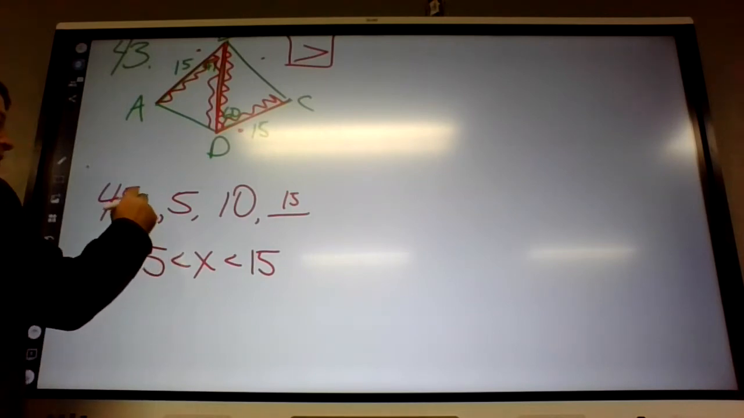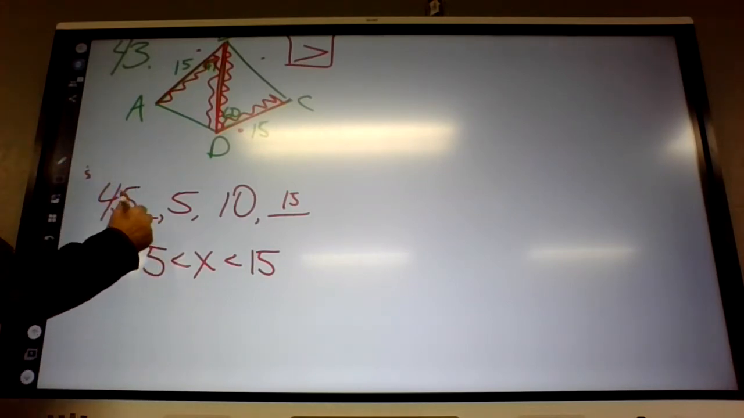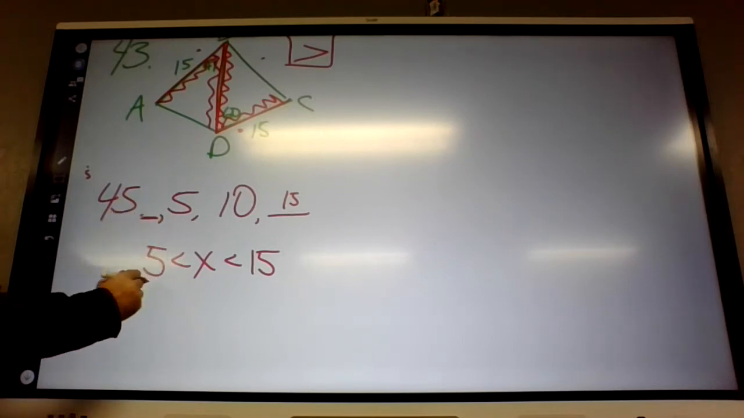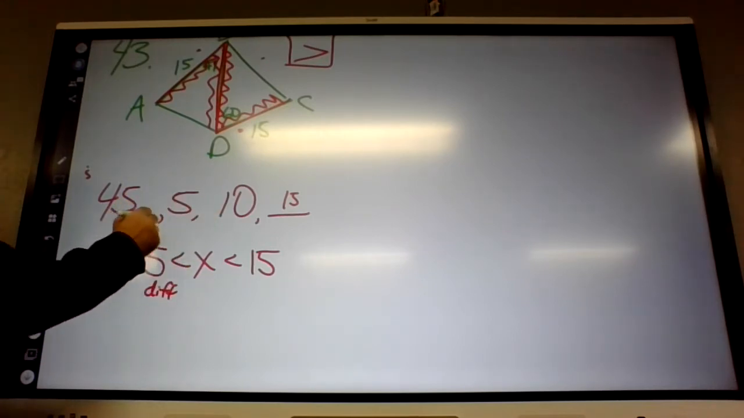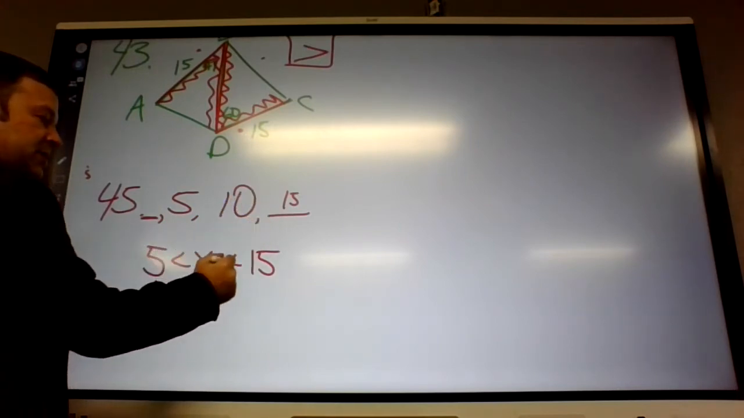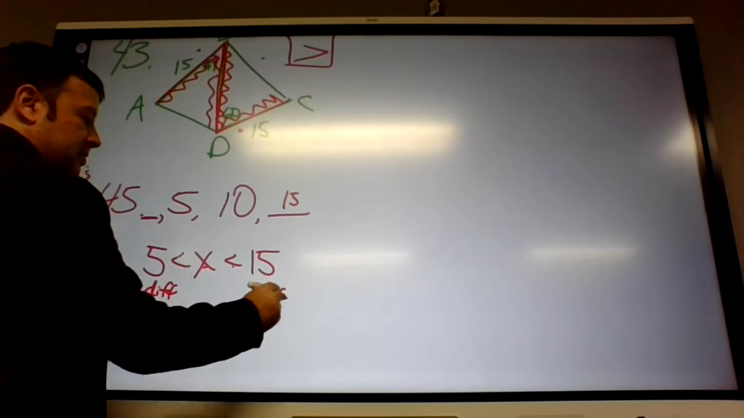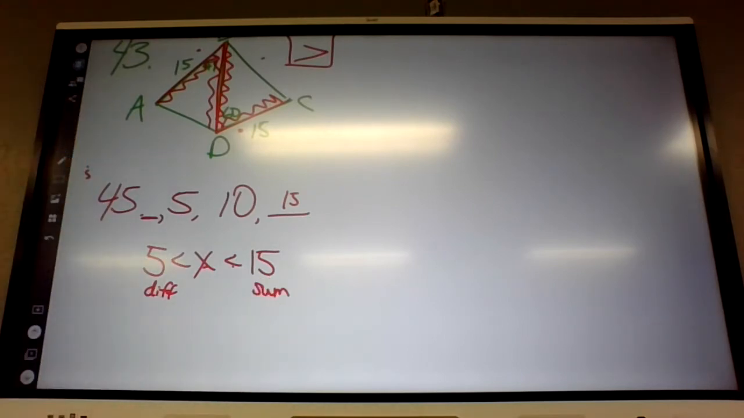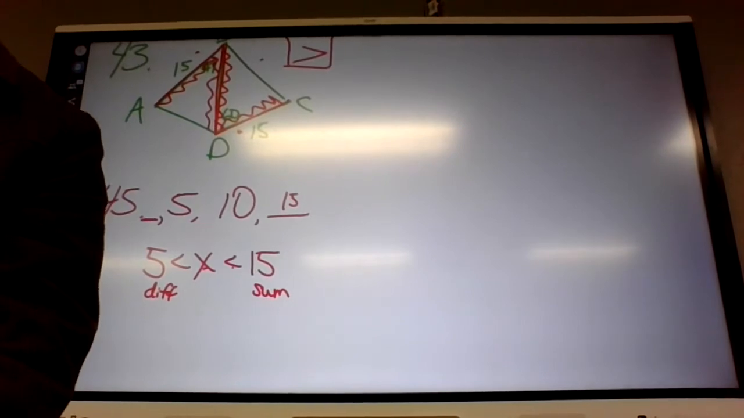So yeah, the pattern was it's got to be bigger than the difference. 5 is the difference between these two. And x has got to be less than the sum. You need to use that for 46. You just put the letters in. What does difference mean? Minus. 46 is like identical to a problem we did on Tuesday.